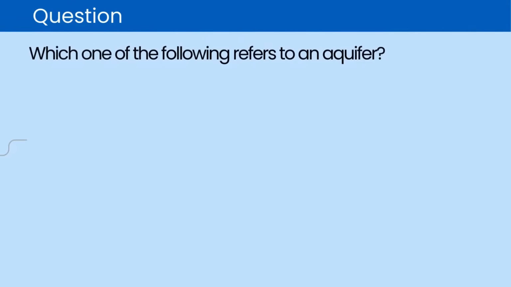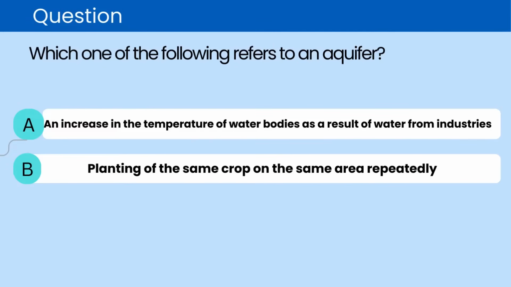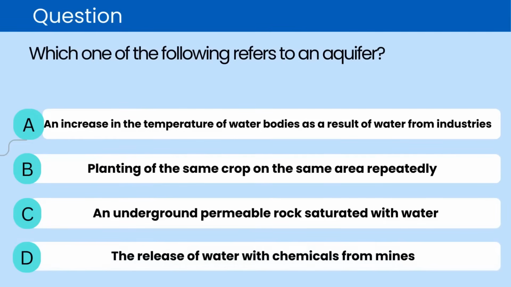Question: which one of the following refers to an aquifer? A. An increase in the temperature of water bodies as a result of water from industries. B. Planting of the same crop on the same area repeatedly. C. An underground permeable rock saturated with water. D. The release of water with chemicals from mines.